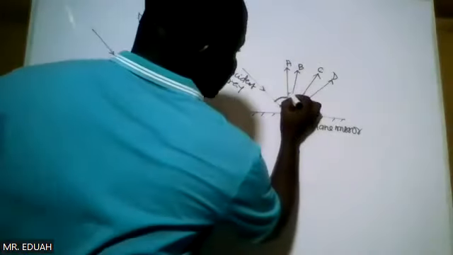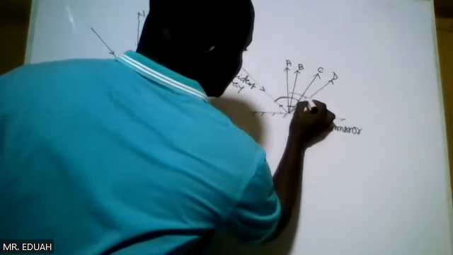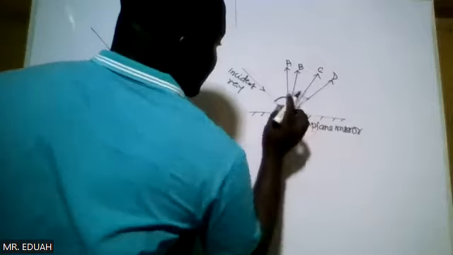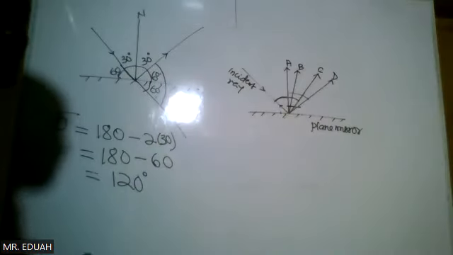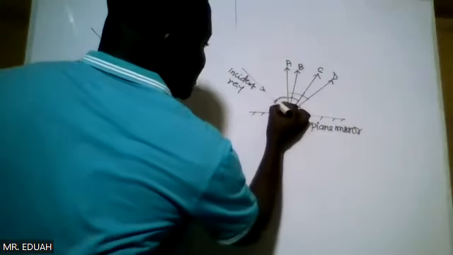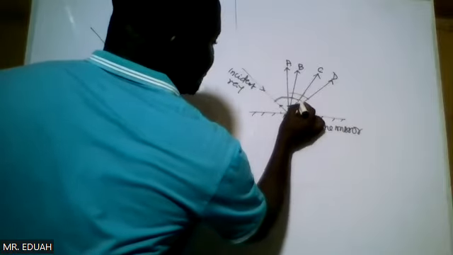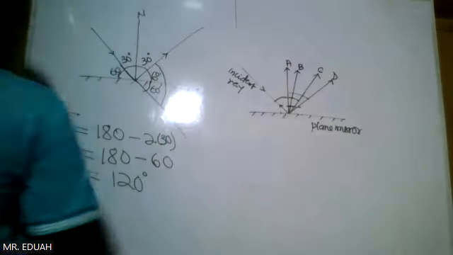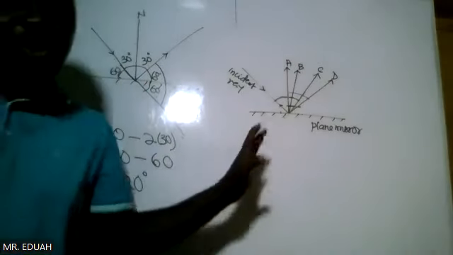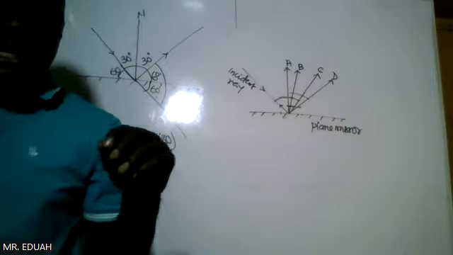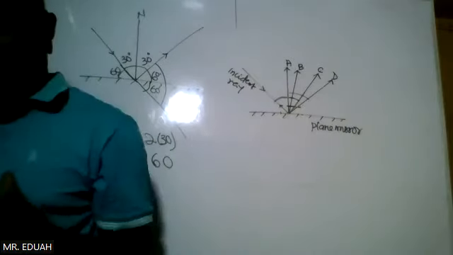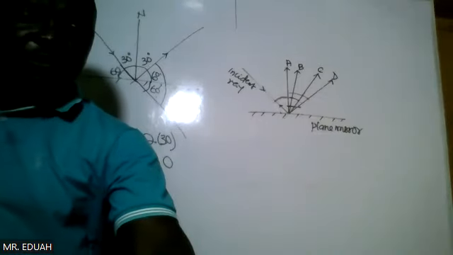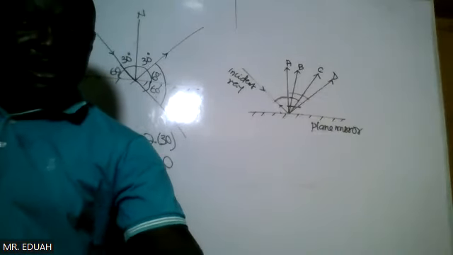D seems to be so much skewed from the normal. Okay, and it is based on the fact that the angle of incidence must equal the angle of reflection. So, yes, maybe this is not drawn so well, but the closeness of the two angles, the angle of incidence and the angle of reflection, is what we use to judge.